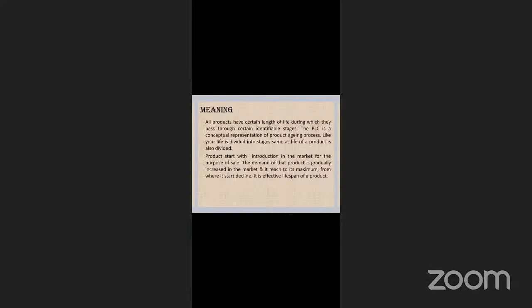The product life cycle stages are the ones I have just spoken about: introduction stage, growth stage, maturity and decline stage. These are the 4 stages through which a product enters the market. If we understand the meaning of the product life cycle, all products have a certain length of life during which they pass through certain identifiable stages. So here PLC means product life cycle.